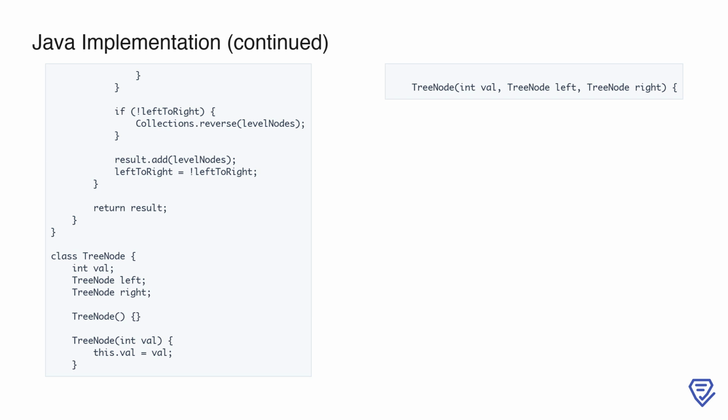The while loop continues until all levels of the tree have been processed, at which point the result list contains the zigzag level order traversal of the tree. Finally, we return the result list as the output of the function.